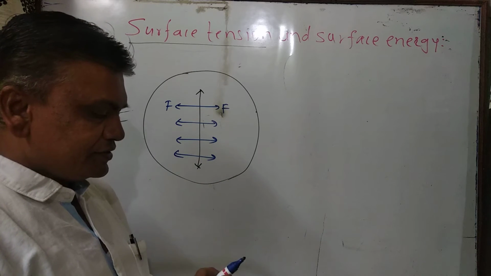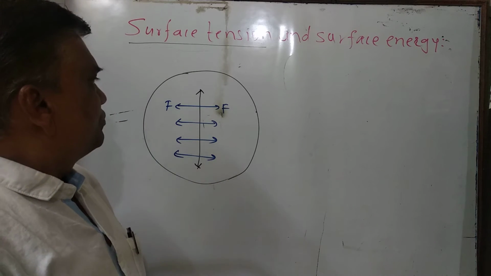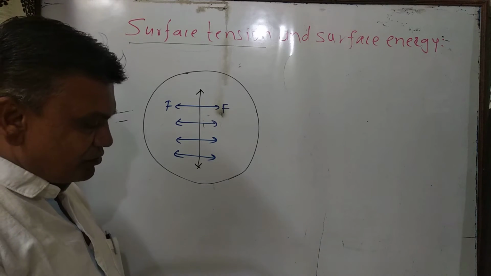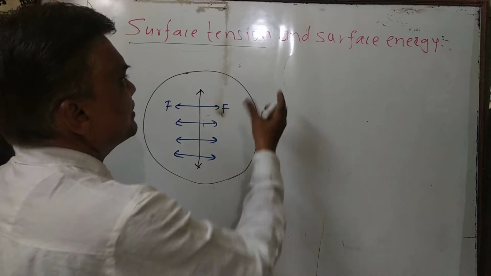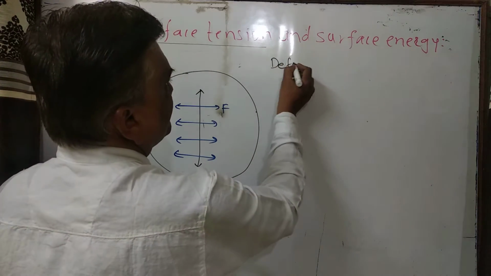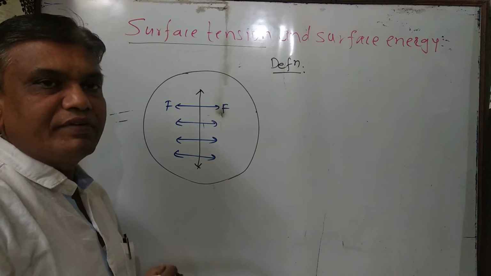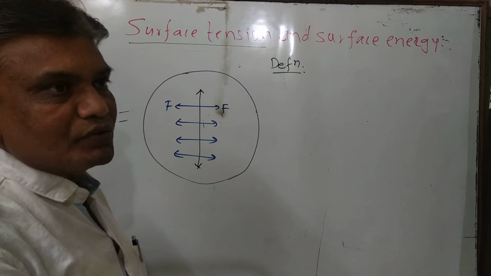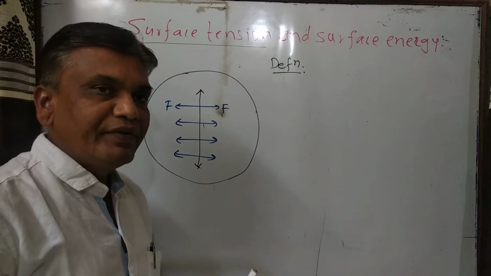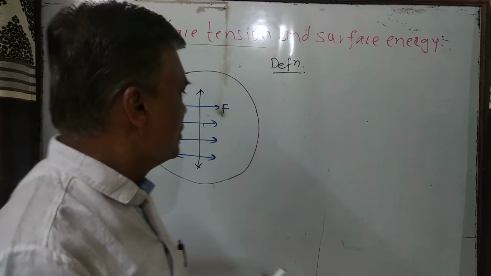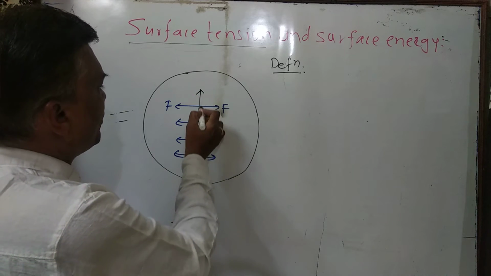So that we can explain surface tension. Now we can see surface tension: what is surface tension? The definition. We have already studied three figures and this is another figure. All these figures show that in a free liquid surface there is always a surface tension due to force. So these forces act on this line.